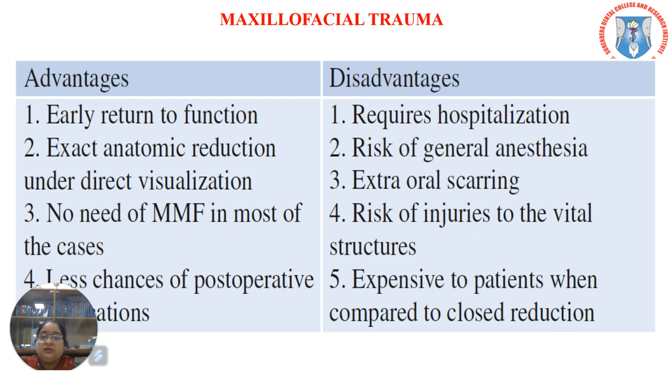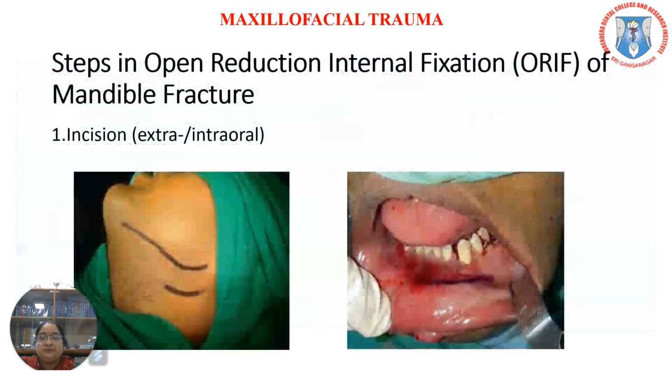Disadvantages: the most common disadvantage is that as it is an open reduction, the patient may require hospitalization. There is the risk of general anesthesia, as we are doing it under general anesthesia. Extraoral scarring: if a displaced fracture is there, we open the ramus or angle region by an extraoral incision, so the patient can have an extraoral scar. There is risk of injury to vital structures, as we are directly near the vital structures, that is the nerves and vessels. It is also expensive to patients when compared to closed reduction.